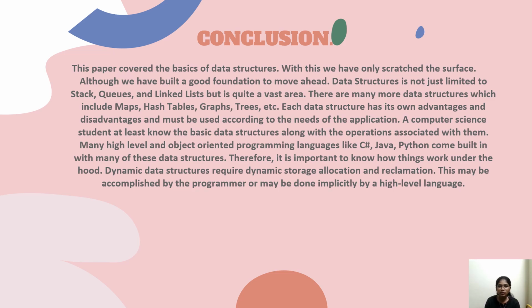Computer science students should at least know the basics of data structures along with the operations associated with them. Many high-level and object-oriented programming languages like C++, Java, and Python come with many of these data structures built in. Therefore, it is important to know how things work under the hood. Dynamic data structures require dynamic storage allocation and reclamation. This may be accomplished by the programmer or may be done implicitly by a high-level language.